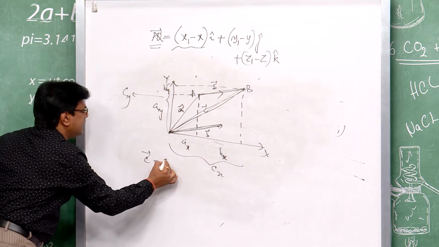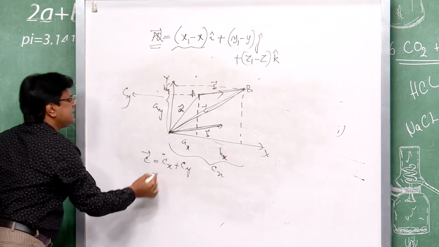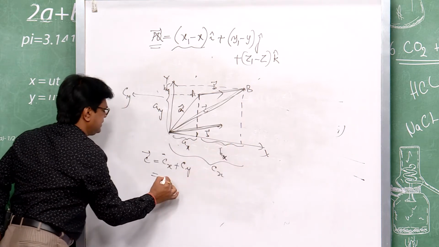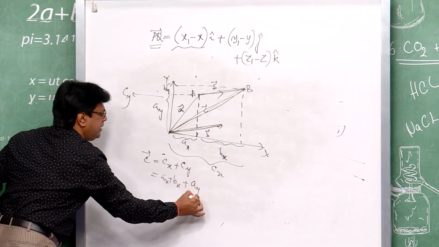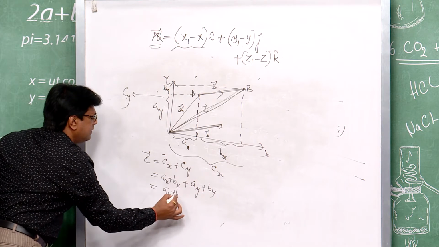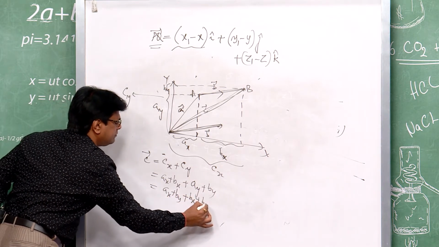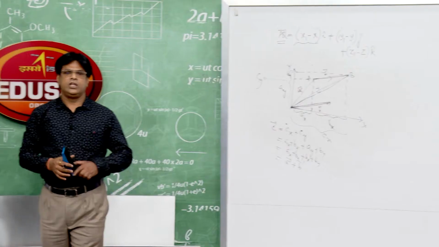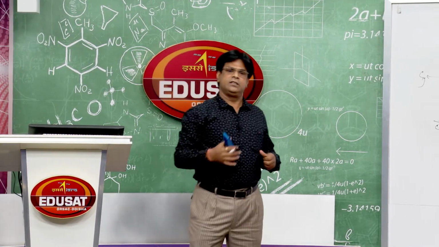Then C is C x plus C y. So, C x is nothing but your A x plus B x, and C y is A y plus B y. So, this means A x plus B x, and A y plus B y. This is your A vector plus B vector. This is for your algebra of vectors. Then we can discuss later on.